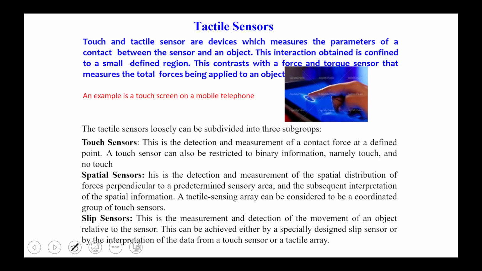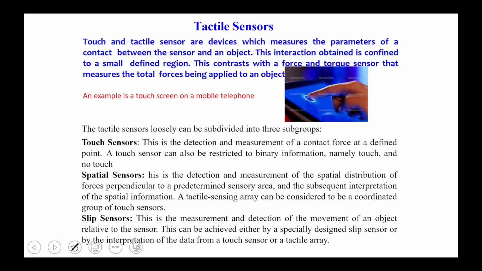Another is the spatial sensor. It is the detection and measurement of the spatial distribution of force perpendicular to a predetermined sensor area, and the subsequent interpretation of the spatial information. It will take some area, like one centimeter by one centimeter, and whatever force and pressure is applied on the whole area will be measured by the spatial sensor. Some area will be covered in that case.